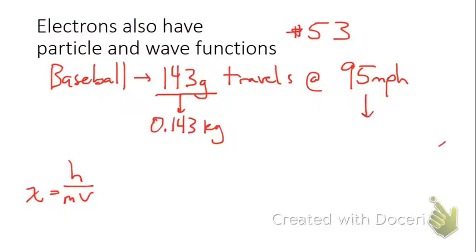Now, converting miles per hour to meters per second, if you ever had to do that, I would give you the conversion factor, which is you divide by 2.237. So if you divide 95 by 2.237, you get 42.47 meters per second. And so now we've converted everything. We're ready to put it into our equation and then solve for the wavelength of this baseball.